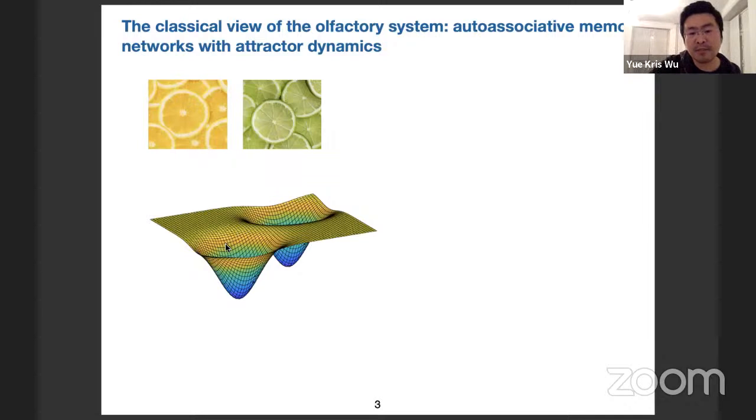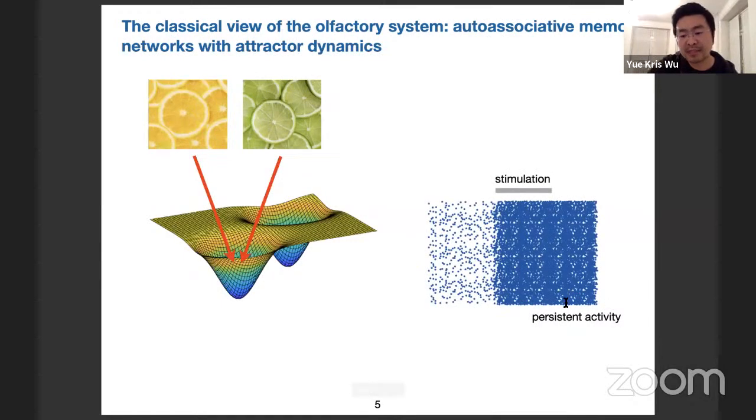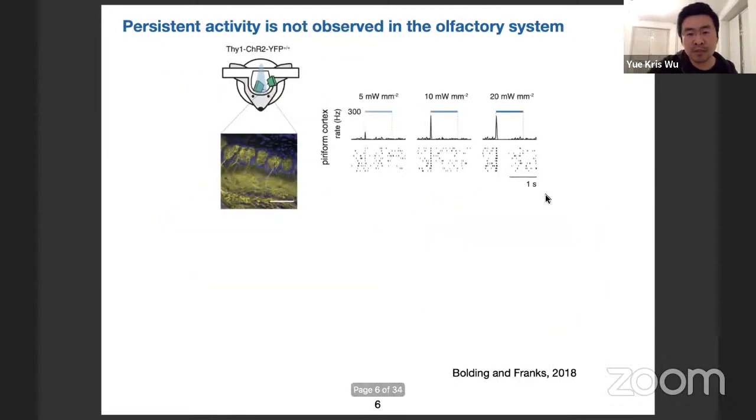So this is a simple network energy landscape. In this case, there are two attractor states, and the input drives the network into one of the two states. Since this is the fixed point of the system, the network will stay in these attractor states, and therefore exhibit persistent activity even after the stimulus is removed. However, persistent activity is not observed in the olfactory system. Instead, the neural response in the olfactory system is transient.